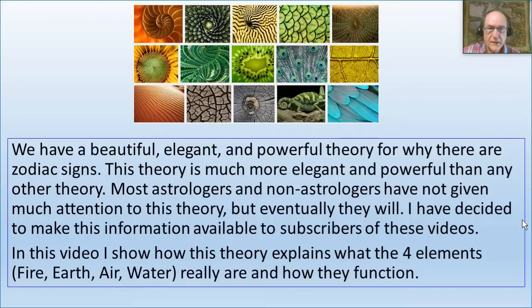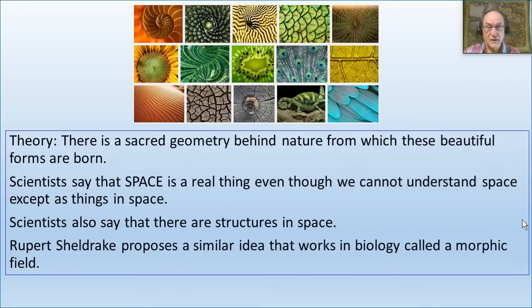Okay, so we have a beautiful, elegant, and powerful theory for why there are zodiac signs. This theory is much more elegant and powerful than any other theory. Most astrologers and non-astrologers have not given much attention to this theory, but eventually they will. I have decided to make this information available to subscribers of these videos. So now I'm going to explain where the four elements come from: fire, earth, air, and water, what they really are, and how they function according to this theory.